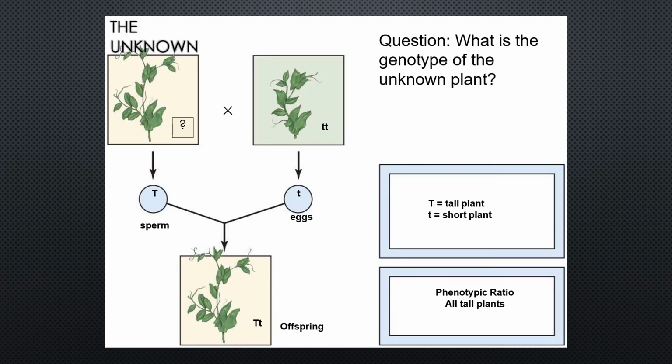So here I have made my cross. Here's my unknown gifted tall plant that was given to me, and I'm going to cross-pollinate that with a homozygous recessive. And it turns out that all of my plants are tall. All of the offspring plants are tall. So that means that my original plant had to be a homozygous dominant plant for tall.